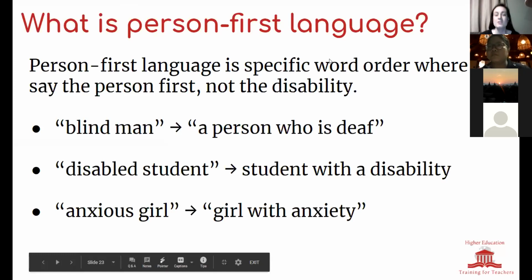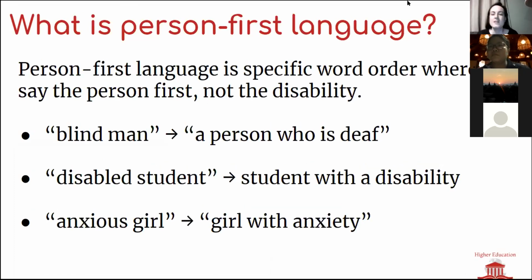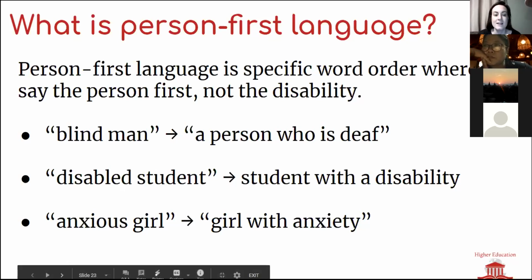Okay, so person first language is a specific word order where you say the person first, not the disability. So if it says blind man, you change it to, oh, actually, sorry, there's a mistake there. So blind man becomes person who is blind. Disabled student becomes student with a disability. Anxious girl becomes girl with anxiety.